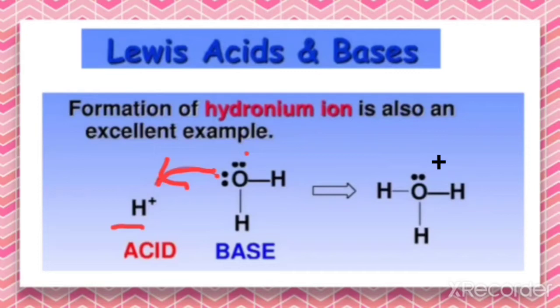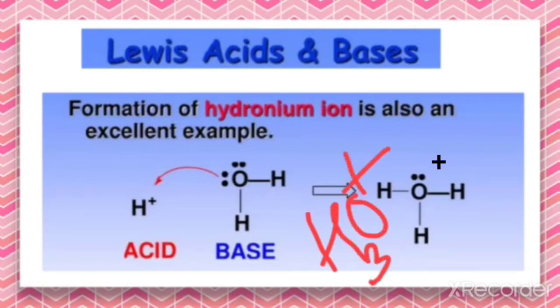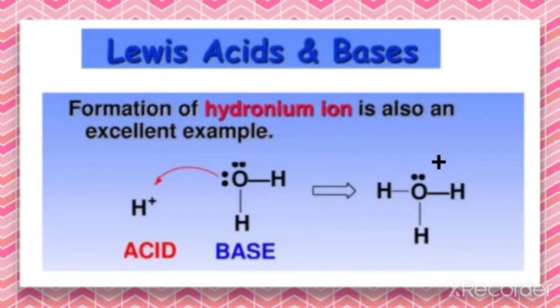So which one is the donor here? Water is the donor of the electron pair, therefore it acts as a Lewis base, and the electron pair is accepted by the acid, therefore H positive acts as a Lewis acid. Like this there is a formation of a hydronium ion, that we can write as H3O plus. So here also there is donation and acceptance of electron pair. That means this combination is a Lewis acid base combination.